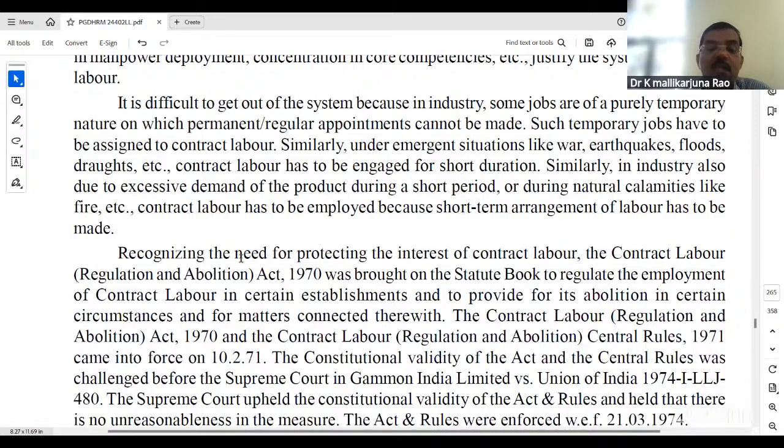So recognizing all this, the need for protection of the interests of contract labor was identified as a top priority in the 1970s. The Contract Labor Act 1970 was brought into the statute book to regulate the employment of contract labor in certain establishments, to provide for its abolition in certain circumstances, and for matters connected with it. The rules are framed as per this act in the year 1971 and came into force from 10th February 1971 onwards.